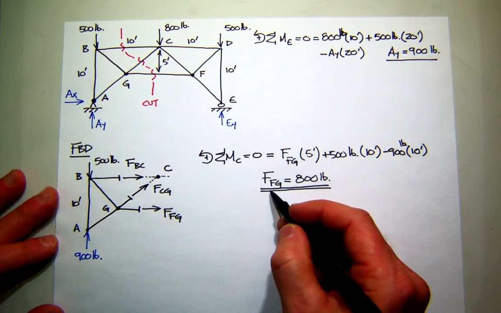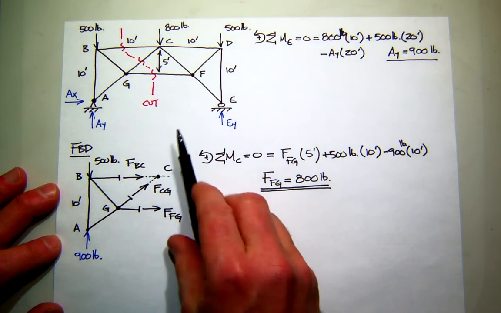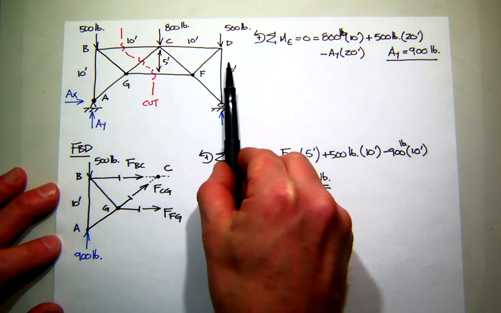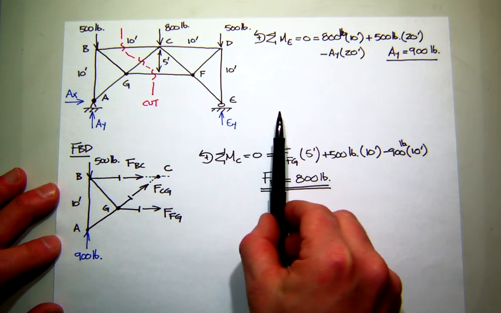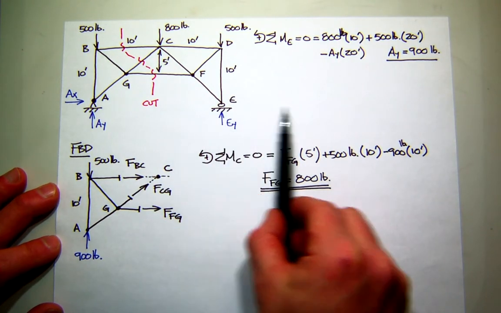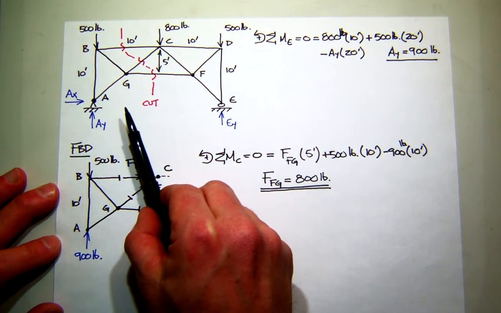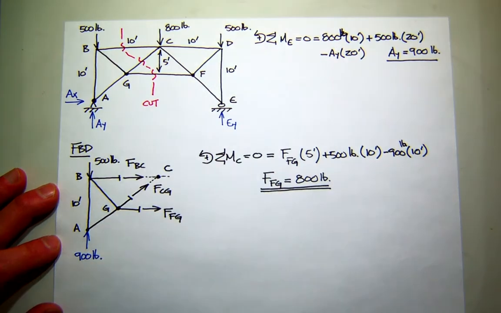So that says that FG is in tension. Does it make sense that this is in tension? Well, look back at the original diagram. With these loads applied, how is point E going to move? Left or right? It'll move to the right. So as it moves to the right, this whole bottom chord is going to stretch. So that's why FG should go into tension.